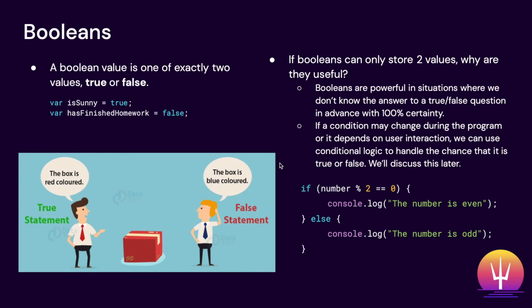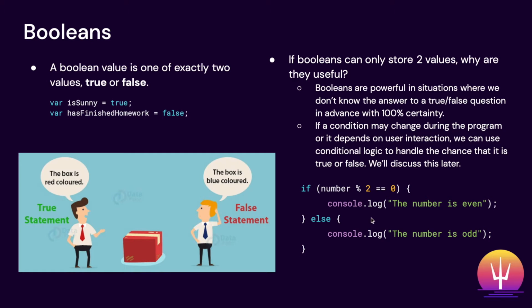So booleans can either be true or false. So we can set our variable isSunny to true and hasFinishedHomework to false. And you might be asking yourself, if booleans can only store two values, then why are they so useful? Booleans are powerful in situations where we don't know the answer to a true or false question in advance with 100% certainty. So if a condition may change during the program, or it depends on user interaction, we can use conditional logic to handle the chance that it is true or false. We'll discuss this more later on.